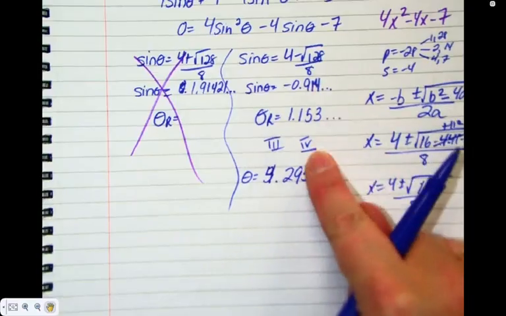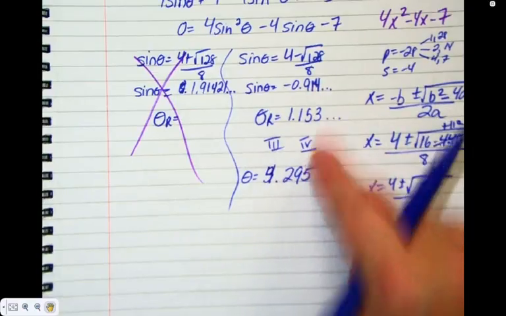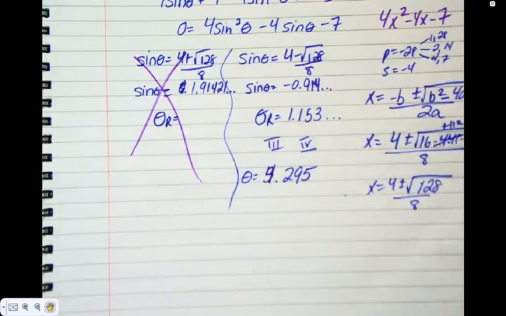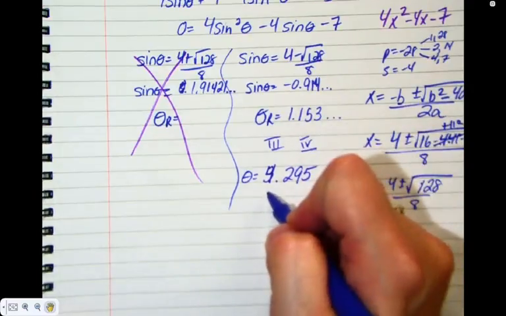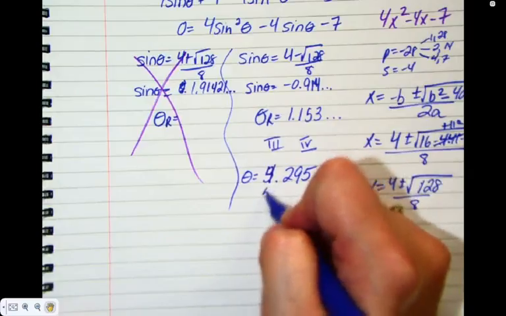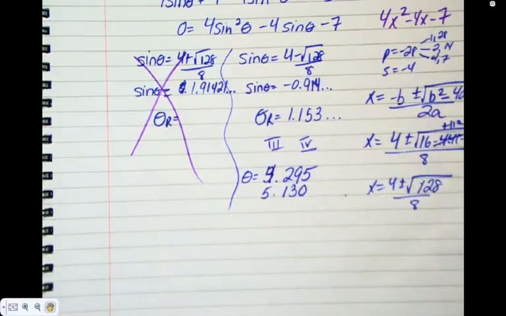How do we get it in Q4? 2 pi minus the reference angle. Probably 6 point something something. 6.130. That sounds confirmed. Oh, but wait, we're not done. We're only on step 3. What is step 4? Interval.